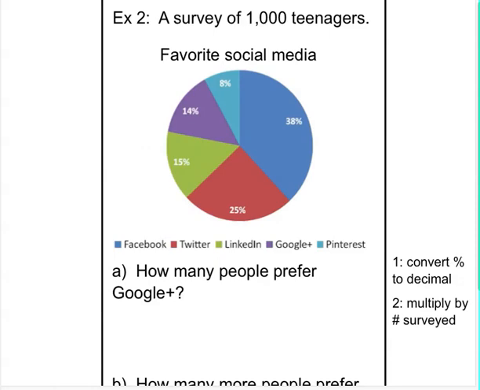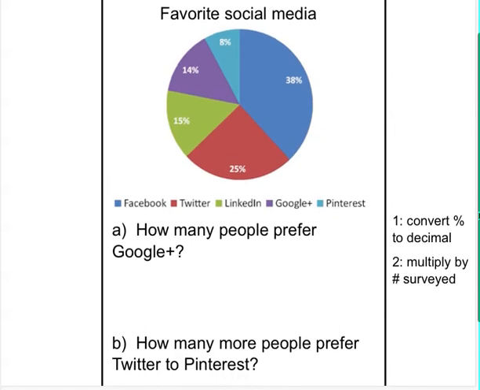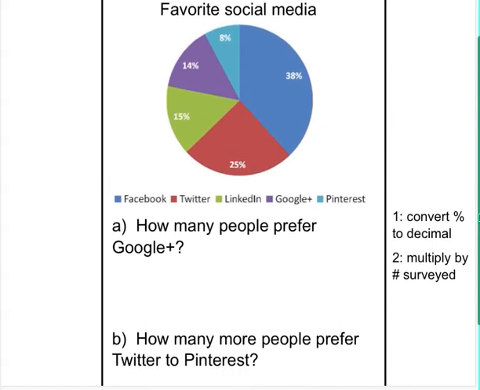All right, we're going to look at one more example just so you can see the process again in case you need some extra help. So this time our survey is of 1,000 teenagers, and the question was, what is your favorite social media? This time they've got the key at the bottom instead of right on the pie chart. So they've got the color codes for each of the sections and then the key so you know which color is for which social media.